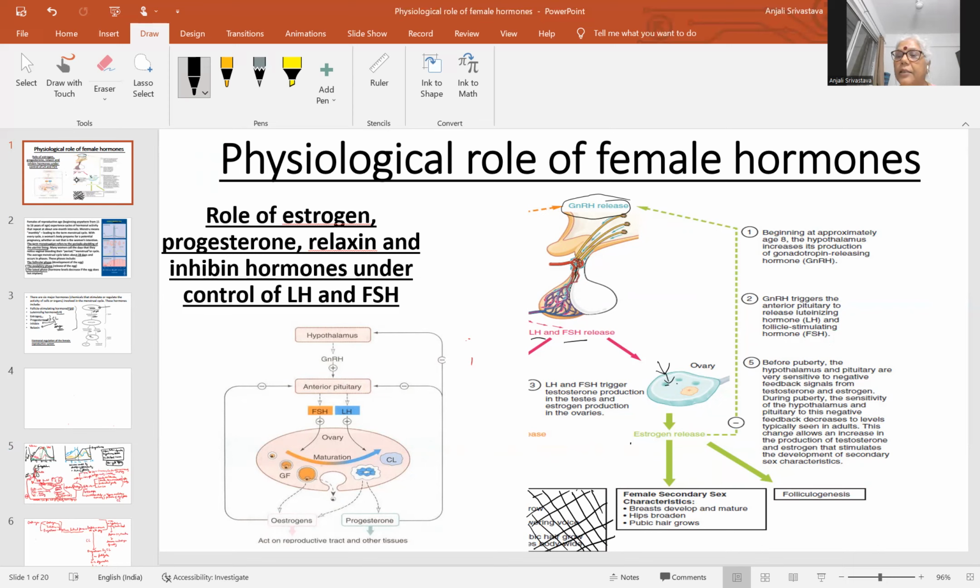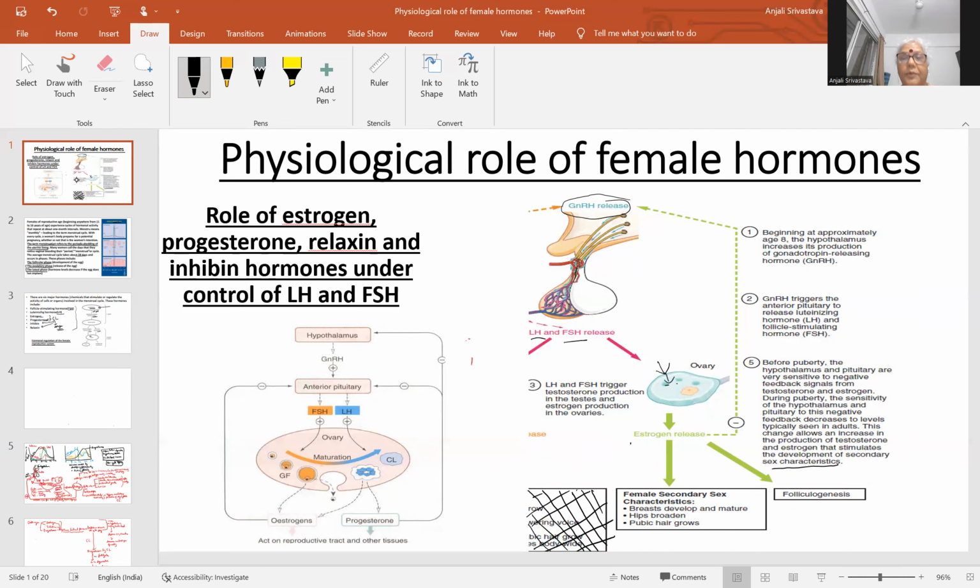And that is, before puberty, the hypothalamus and pituitary are very sensitive to negative feedback signals from testosterone and estrogen. During puberty, the sensitivity of the hypothalamus and pituitary to this negative feedback decreases to the levels typically seen in adults. This change allows an increase in the production of testosterone and estrogen that stimulates the development of secondary sexual characters. That is the folliculogenesis or oogenesis.